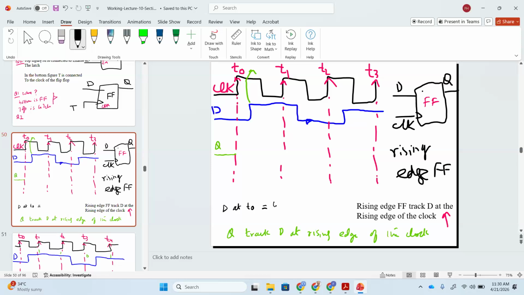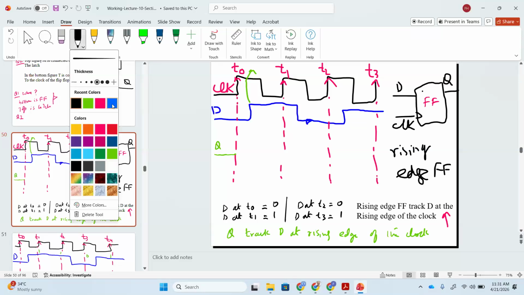0. What is the value of D at T1? 1. What is the value of D at T2? 0, very good. What is the value of D at T3? 1, very good. So this is how it works. Let's assume the initial value of Q is 1. It will track D at the rising edge of the clock. What is the value of D? It's 0, so Q will become 0.